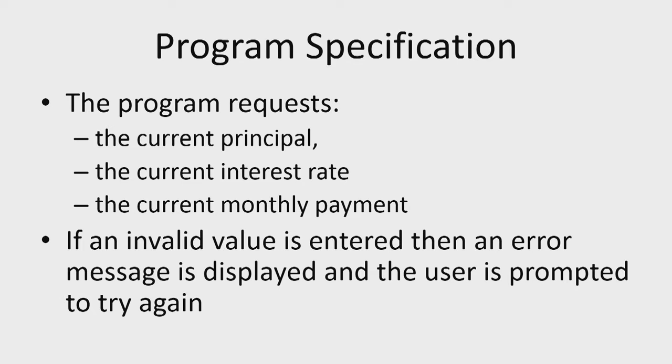So let's go back to our specification. We need to update the specification because it was too vague before, right? So let's just talk about the inputs here. The program's going to request the principal and the interest rate and the monthly payment. If an invalid value is entered, then an error message is displayed, and the user is prompted to try again. OK, so now our specification is saying what to do in the event that the user does something unexpected, which is good. You always want to, as my Uncle David constantly reminds me, expect the unexpected.